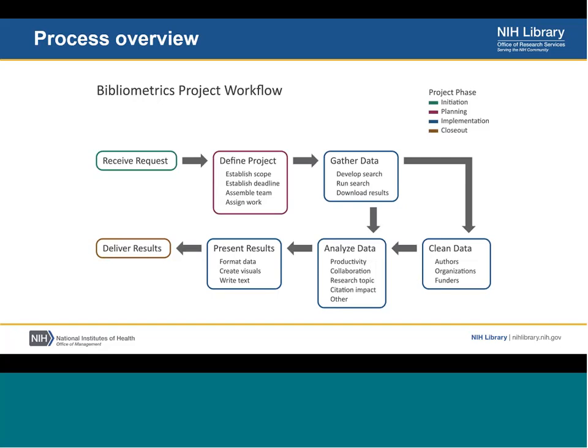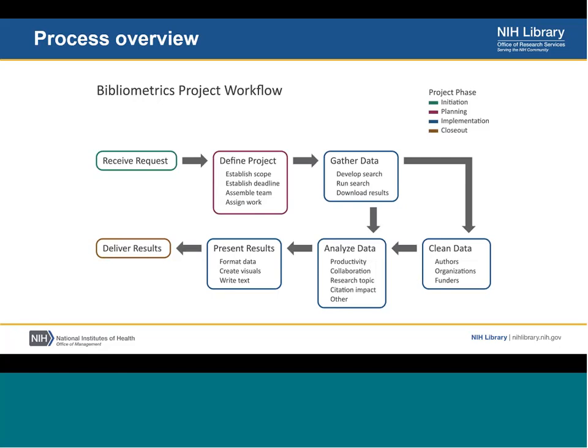Then we move into the analysis phase, and that's going to depend on the project definition that we established at the beginning of the project. We then present the results, so we reformat the data if necessary. If the patron is interested in getting the raw data, we'll reformat it in a way that's good for them. We'll create the visuals, we'll create whatever deliverable the patron is interested in, and then finally we'll deliver the results. So that's a very quick overview of what the project process looks like.